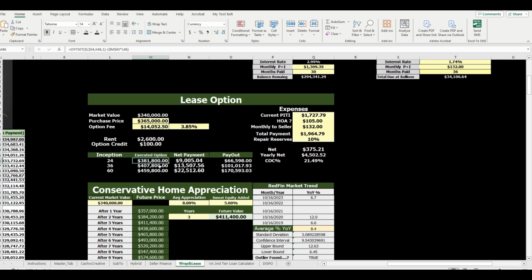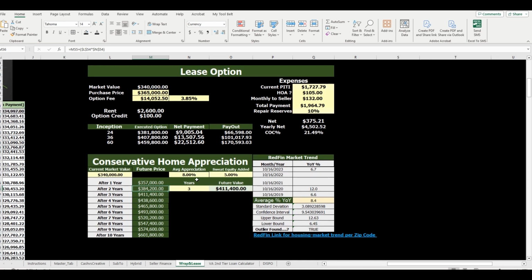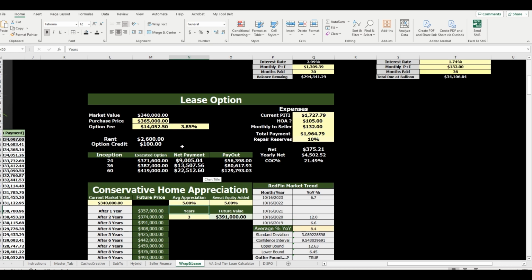Now, the executing of the option to buy is going to be based off of the future value. Do not have the executed option price of today's current market value. It must be roughly the executed option price. Now, recall, this is based off of an 8% average appreciation according to the Redfin market statistical analysis that was done. If we just go based off of a 5% appreciation, then the executed option price is going to come down.